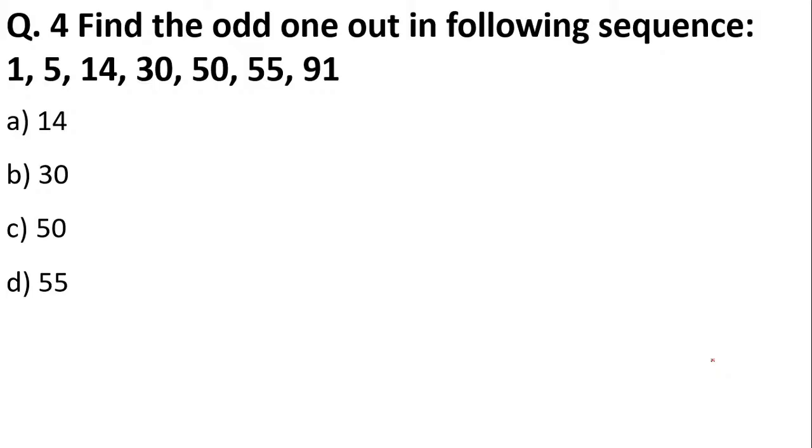Or shall I solve it for you guys? What is the right answer over here? The odd number you have to find out from the series of 1, 5, 14, 30, 50, 55, 91. So this is also a simple question. It might look complicated, but it is not at all complicated, students. When I'll solve it, you will say, yes, ma'am, you were right.